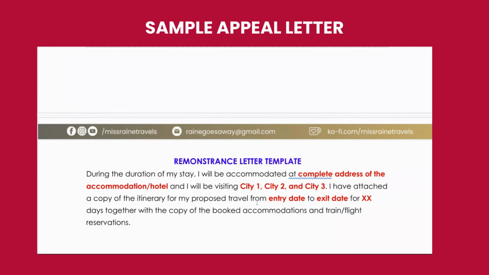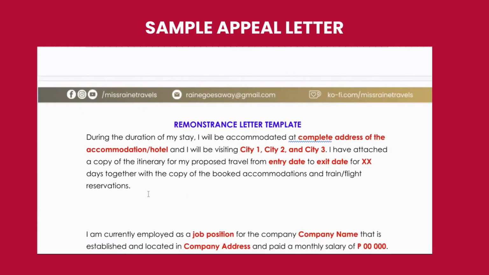Again, reiterate your entry and exit date together with the number of days that you are requesting for, together with a copy of your booked accommodations and train or flight reservations if you already have those.